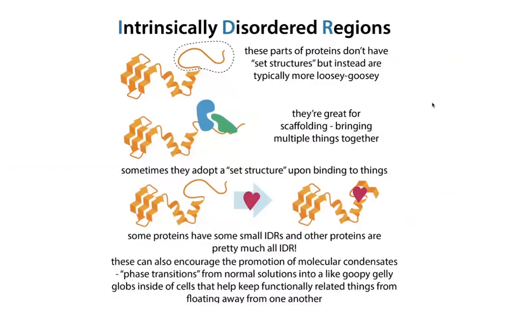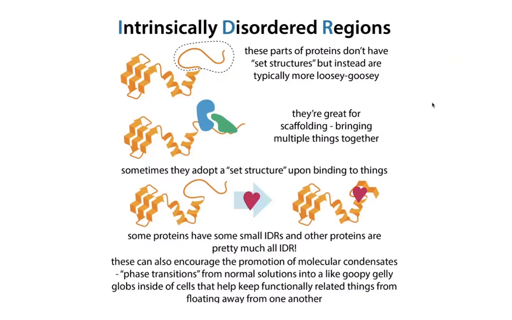And although we've been talking about all these secondary structures, it's also important to realize that not all regions of a protein actually have a defined secondary structure. There are these things called IDRs, or intrinsically disordered regions. These can be just a small part of a protein, or in some cases most of the protein. But these don't really have set structures. They're more loosey-goosey, but that doesn't mean they're not important. They can serve great roles for scaffolding by bringing multiple things together. Sometimes they actually adopt a set secondary structure once they bind things.